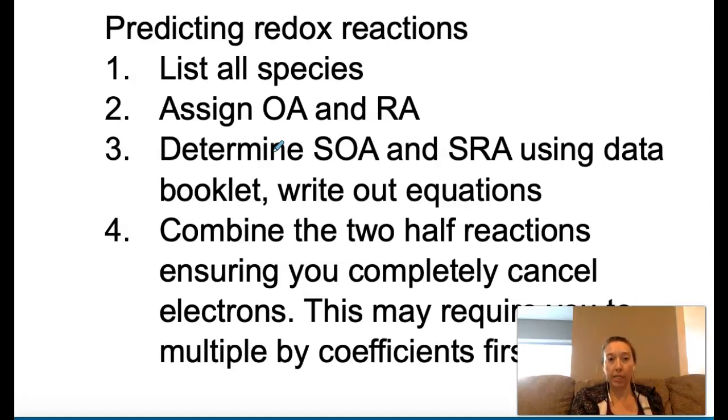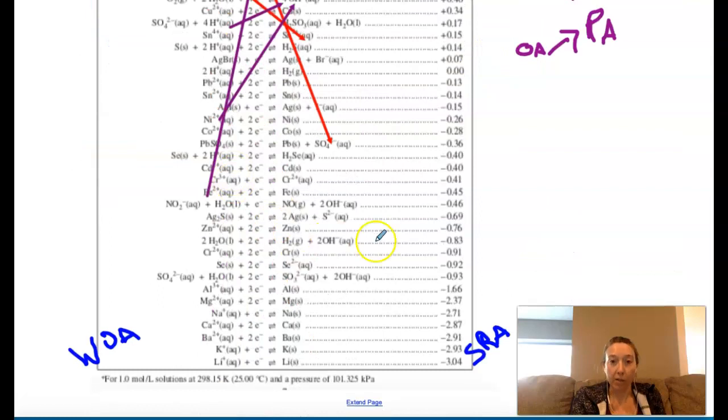So once you've assigned things as being OAs or RAs, you then need to figure out what's your SOA and what's your SRA. We just talked about how you would do that, right? Scan the OA side down till you find it, scan the SRA side up until you find it, okay? You then are going to write out those half reactions. So when you're writing out the OA half reaction, I'll go down here because it's a little cleaner, right? So like, let's say I decided my SOA was the zinc 2+. I would write that half reaction with a single-headed arrow going that way, okay, going like this.